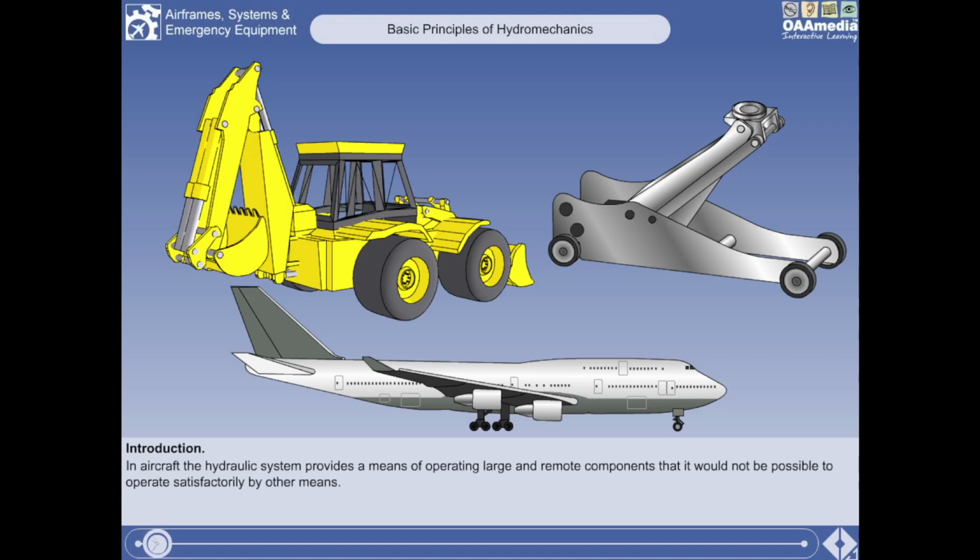Hydraulics is the science relating to the behaviour of liquids under various conditions. In aircraft, the hydraulic system provides a means of operating large and remote components that it would not be possible to operate satisfactorily by other means. Hydraulic systems provide the power for the operation of components such as landing gear, flaps, flight controls, wheel brakes, and other systems that require high power, accurate control, and rapid response rates.